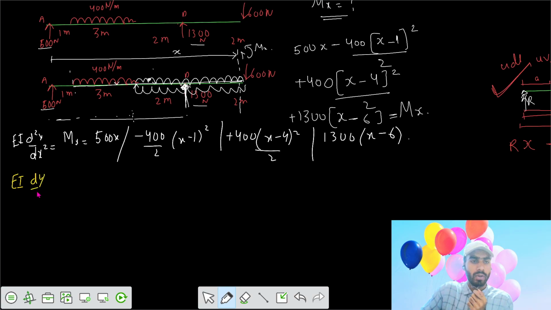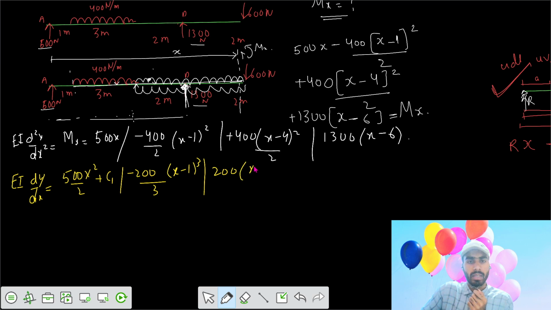For the first integration, we get EI dy by dx equals 500 x square by 2 plus constant C1. Then minus 200 (x minus 1) whole cube divided by 3. Then 200 (x minus 4) positive power 3 divided by 3. Then 1300 (x minus 6) whole square by 2.